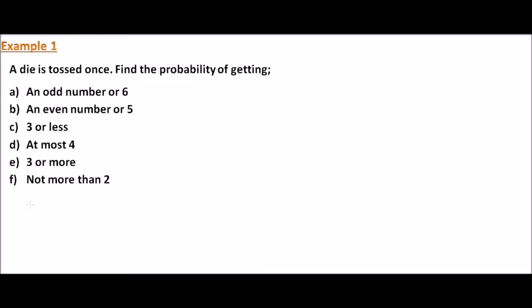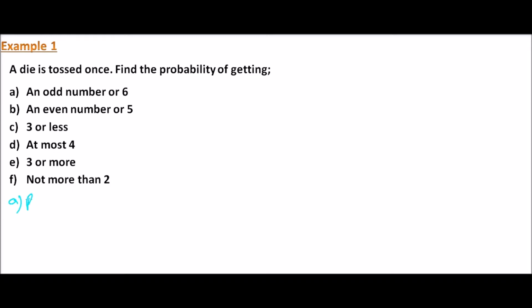So this is our example 1. It is on combined events, mutually exclusive events, and we are told that a die is tossed once. Find the probability of getting an odd number or 6, an even number or 5, 3 or less, at most 4, 3 or more, not more than 2. So we start with part A of the question.